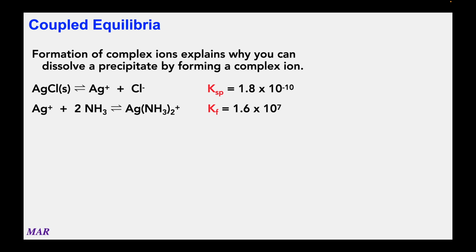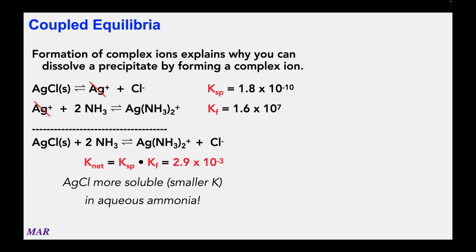Silver plus is a product in the first one, and it's a reactant in the second one. So if you get rid of those and add them together, you get silver chloride plus 2 ammonias making the complex ion AgNH32+ and chloride. And then K net for this one would be literally KSP times KF. When you add reactions together, you multiply the Ks.